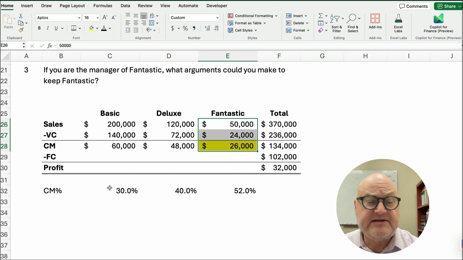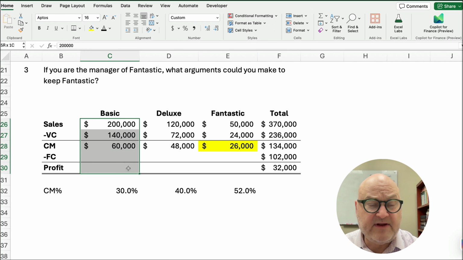And so you could just say, hey, the allocation is arbitrary. Let's not allocate. Or you could say, let's allocate based on, you know, this is going to be 200 out of 370. This will be 120 out of 370. This will be 50 out of 370. Let's allocate based on some other way. If we want to allocate, let's allocate based on square footage. Let's allocate based on the total relative sales.